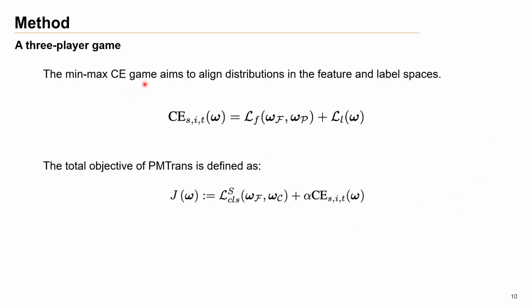The minimax CE game aims to align distributions in the feature and label space. We utilize the random mix-up ratio from a Beta distribution in our patch mix module to maximize the CE loss between the intermediate domain and the source or target domains. Moreover, the feature extractor and the classifier have the same objective to minimize the CE loss. The total objective of PM-Trans is defined as follows. After optimizing the objective, the patch mix module with the ideal Beta distribution will not maximize the CE loss anymore. Meanwhile, the feature extractor and the classifier have no incentive to change their parameters to minimize the CE loss. Finally, the divergence between the intermediate domain and the source or target domain is nearly zero, further indicating that the source and target domains are well aligned.